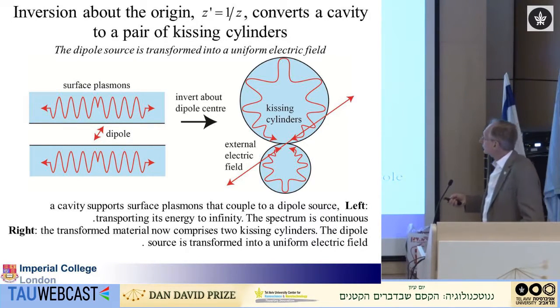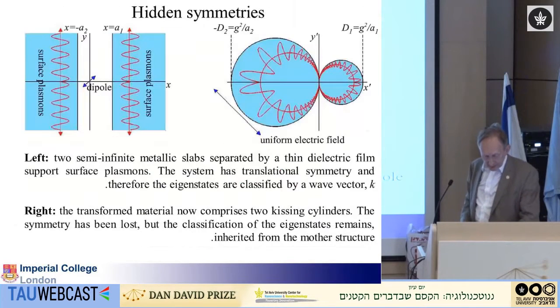So what it boils down to is that this system is entirely equivalent. Once you've solved this system, you know what's going to happen here. An external electric field is harvested at this point here and travels not to infinity, but to the origin, which was infinity. And there it is very heavily concentrated.